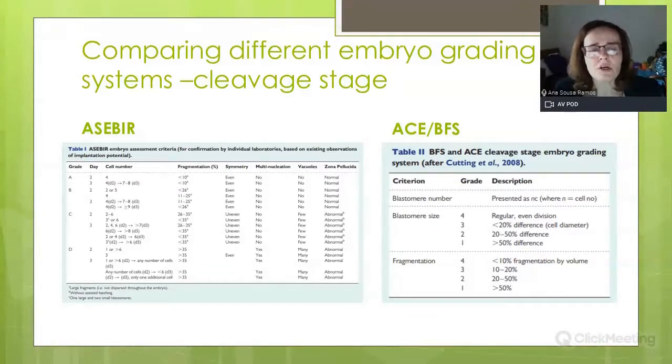And if we go to the UK system, you have the same, but the grading is with numbers. Imagine the same embryo with four cells, but you grade it four. It's four regarding regular and even size division with symmetrical blastomeres, and also with less than 10% fragmentation. So this is only for you to see that the base is the same, but one grading is with letters and the other is with numbers.